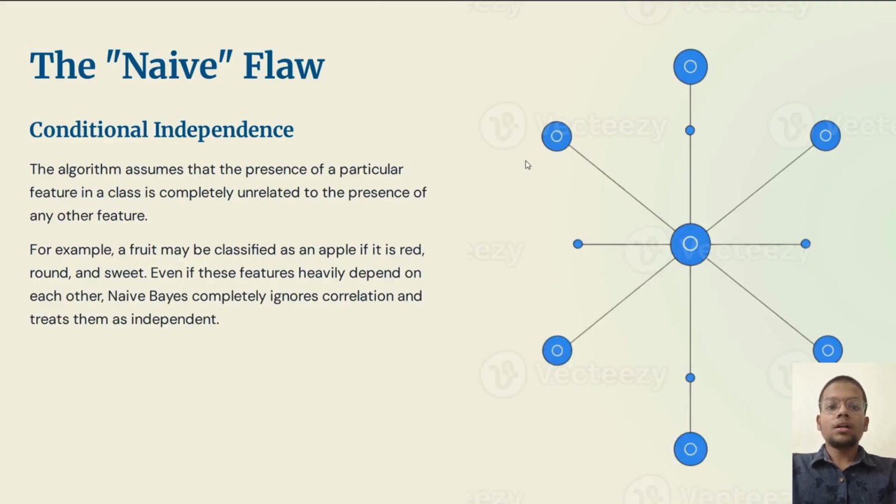Here's where the naive part comes in, and it's actually the algorithm's biggest assumption. Naive Bayes assumes that all features are completely independent of each other. In reality, that's rarely true. Classic example: classifying a fruit as an apple based on it being red, round, and sweet. These three features are clearly related to each other, but Naive Bayes just ignores that. This is a trade-off. It's an oversimplification, but as we'll see, it still works remarkably well in practice.